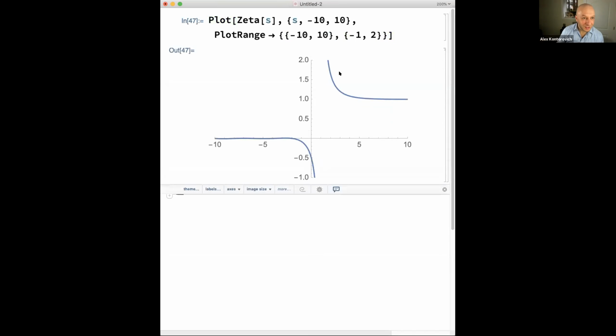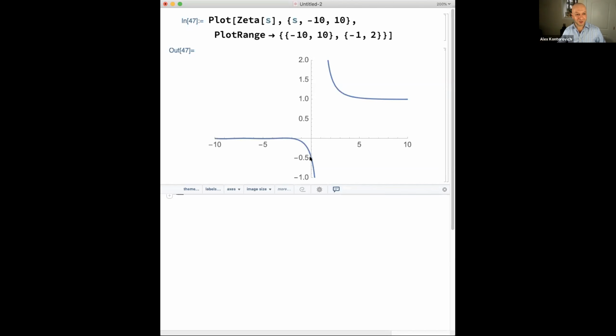I don't know if you can see. There's this pole at s equals 1. That's right here. The pole at s equals 1 shoots off to infinity. Here at 2, zeta of 2 is pi squared over 6. At 1, we have a pole. It's a simple pole, so it blows up like 1 over s, like 1 over 1 minus s. So it goes to positive infinity from the left and negative infinity from the right.